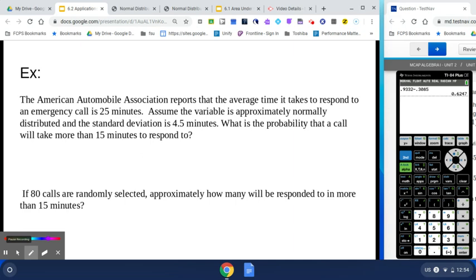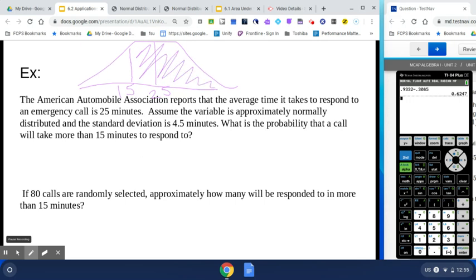Okay, let's go ahead and draw this one out. I'm going to place it above here. We have a normal distribution centered at 25 minutes. We want to find the probability that it'll take more than 15 minutes to respond. So 15 falls to the left of the mean, and we want to find the area above it. Standard deviation is 4.5, so again, I'm just placing that off to the right.